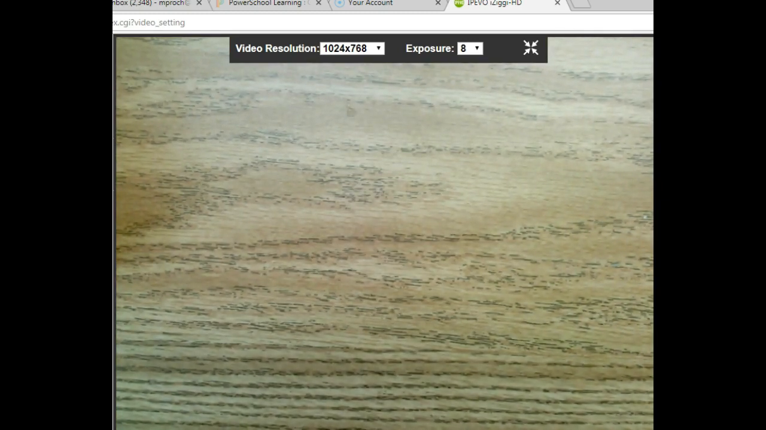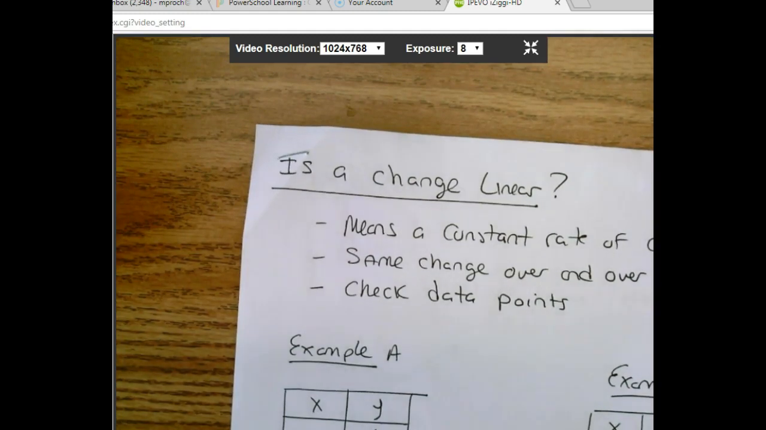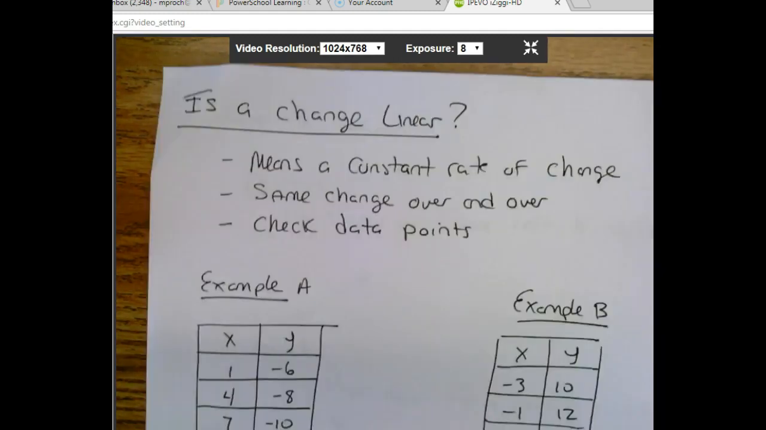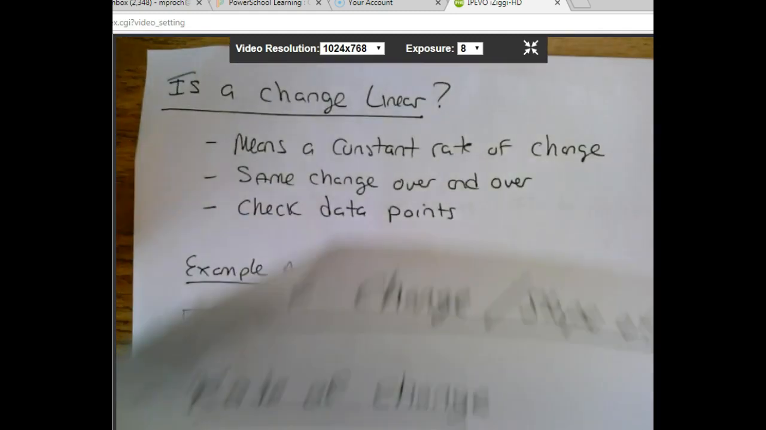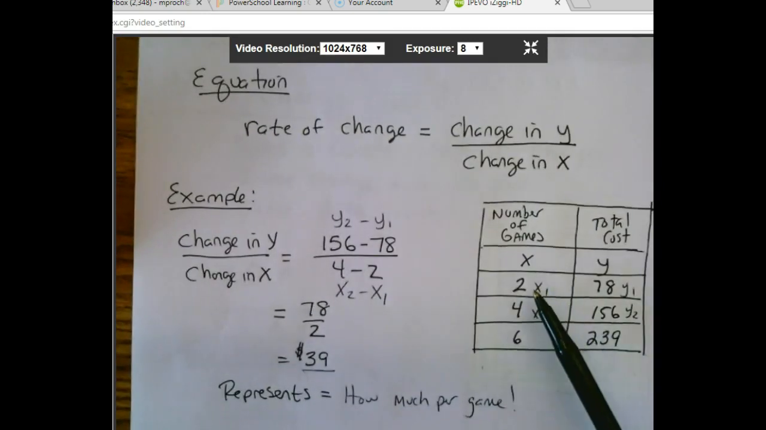And you could ask yourself, is a change linear? Then our next concern is that. So is our change consistent? Because I was asking you, if you remember, I was saying here at the bottom, does it always stay that way? So when I go from buying 2 to 4 games, it's $39 per game. And then 4 to 6, is it staying the same? Is it going to be the same rate of change? Well, there's an easy way to check that.